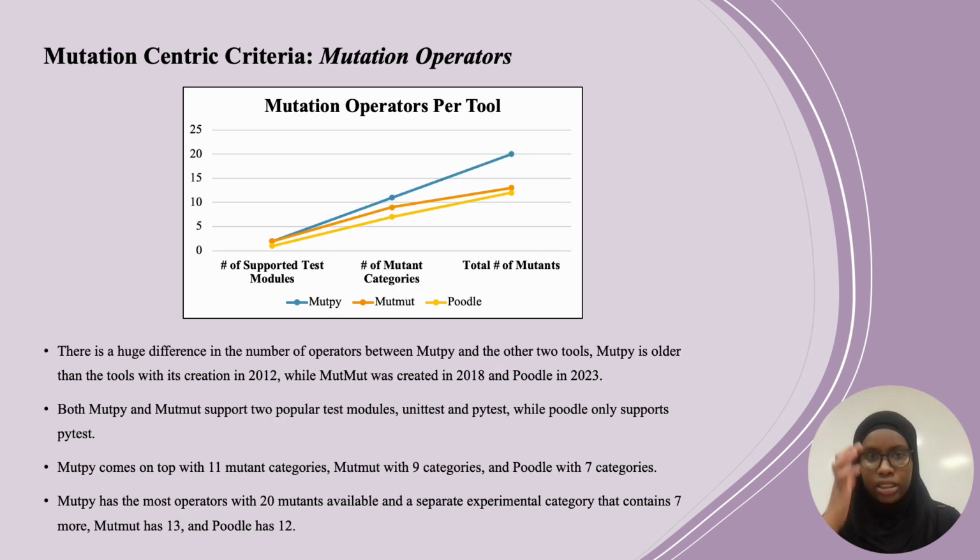Now I will touch on mutation-centric criteria, which will include mutation operators and mutation application techniques. Test modules refer to the available Python test libraries, unit tests and PyTest. These are imported into your test suite. MutPy and MutMut both support unit tests and PyTest, while Poodle only supports PyTest. Mutant categories are how different mutants are grouped together based on their nature. So arithmetic, logical, statement, etc. MutPy has 11 categories, MutMut has 9, and Poodle has 7. MutPy has 20 mutants available along with 7 experimental mutations. MutMut has 13 and Poodle has 12. MutMut was created in 2012, so it had more time to be developed overall.